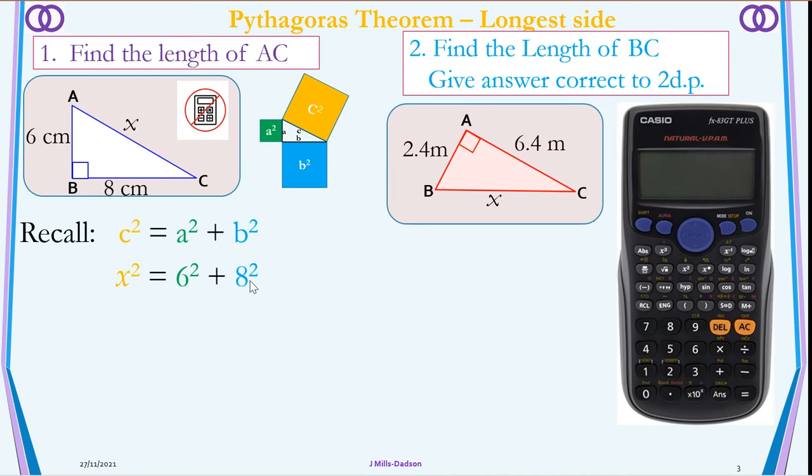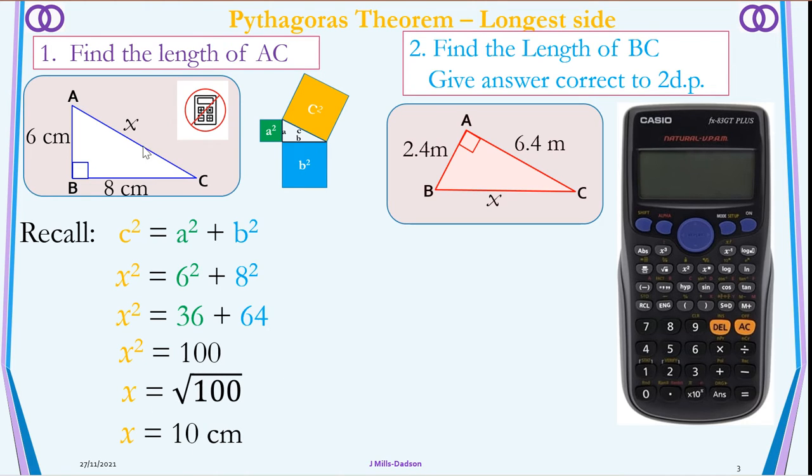Next line, work out these values. Next line, add these numbers. Next line, we are looking for x and not x squared. So you need to work out square root on both sides. And that will give you 10 cm. So x is 10 cm.